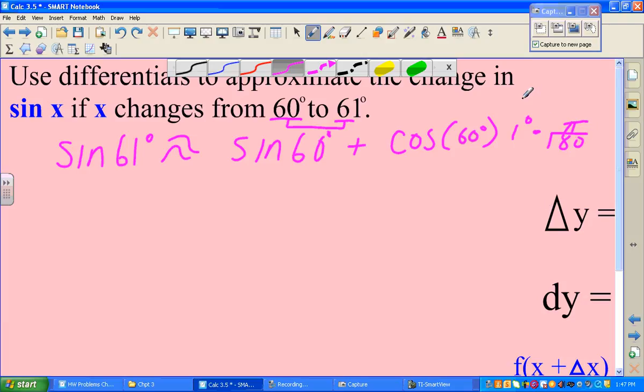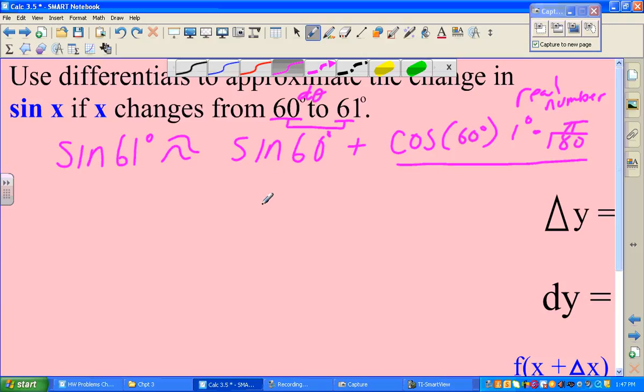You have to have a real number here. You cannot have a unit. Why is 1 degree there? Because you're changing from 60 to 61. You're changing theta. If you want to get technical, you can say d theta. So it's 1 degree multiplied by pi over 180. This is one product. Okay?